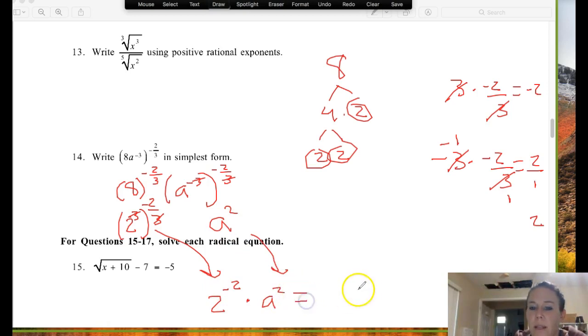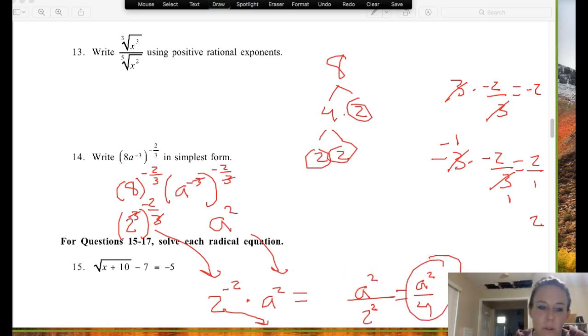Well, what does that look like? That looks like a squared. And then if I don't want negative exponents, when I have a negative exponent, I bring it to the bottom and make it a positive exponent. So this will be 2 to the positive 2. So a squared times 2 to the positive 2. Bring that to the denominator to make it a positive exponent. And then that's just a squared. Well, 2 squared is just 4. So there's your final answer, a squared over 4.